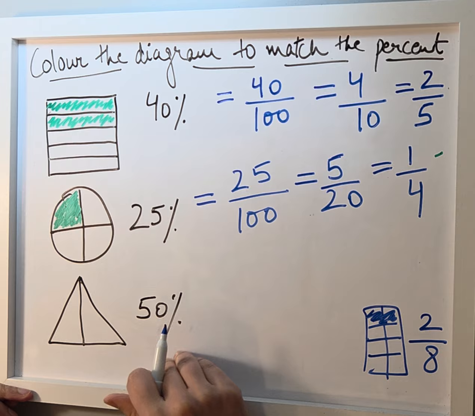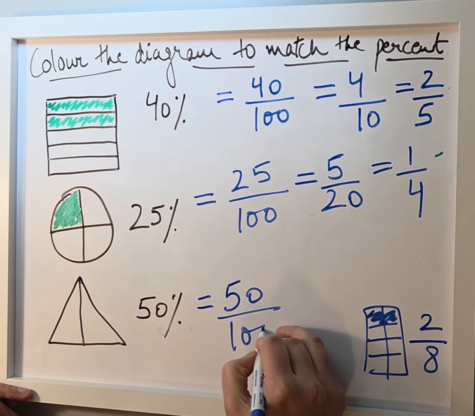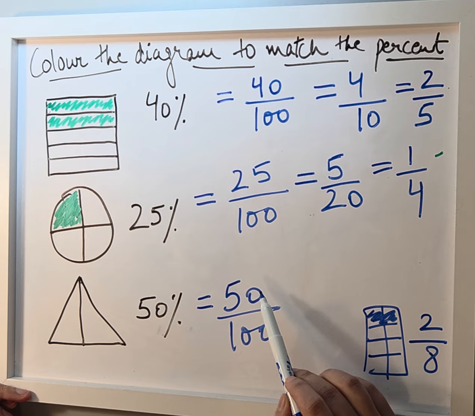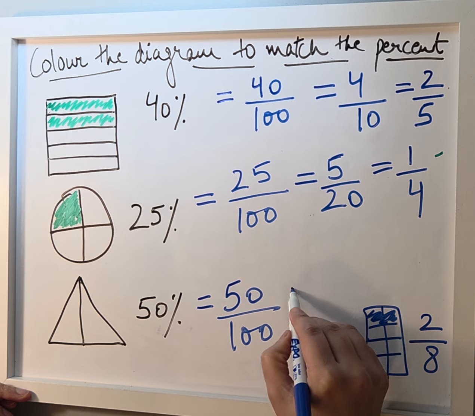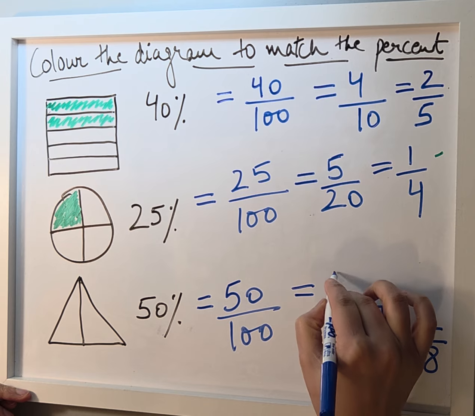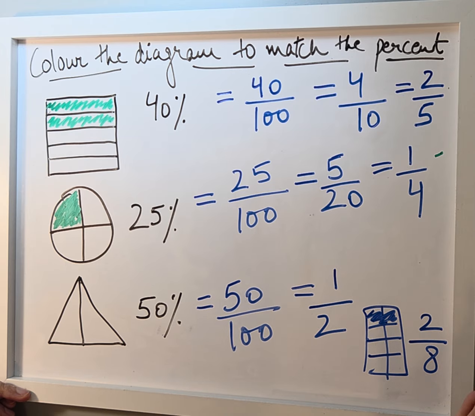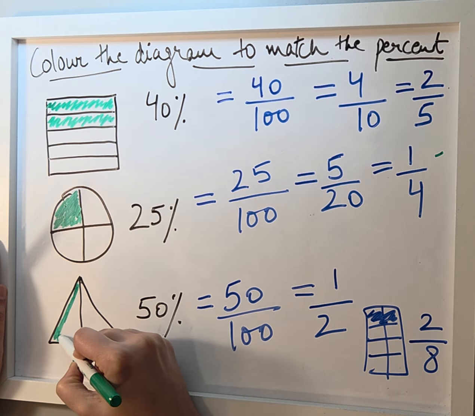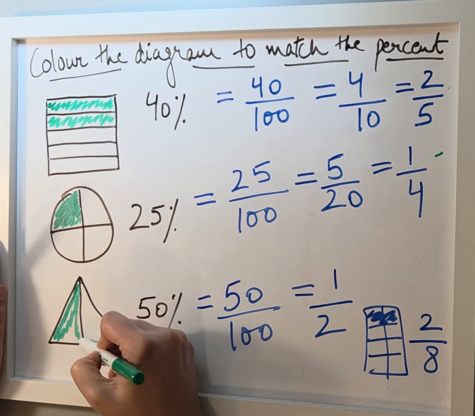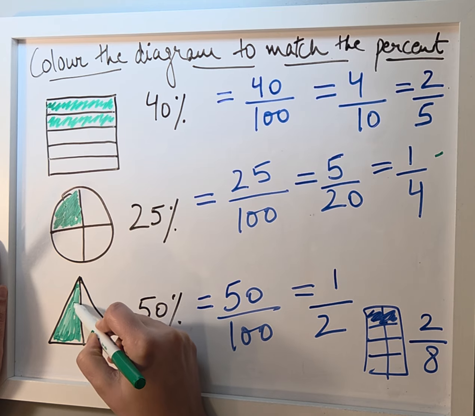Now this one is 50%. So we represent 50 by 100. Now 50 times 2 is 100, so they both have a common factor 50. If we divide both of them by 50, we get 1 and 2. So 50% is 1 by 2. We represent half by 50%. So we color 1 out of the 2 portions, that is, we color 50% of the picture.